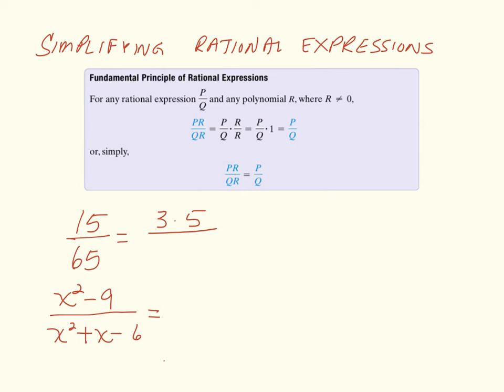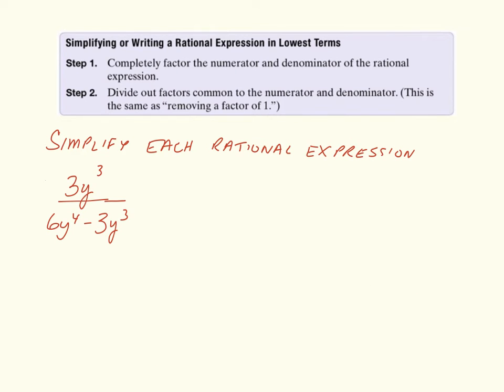Now let's simplify a few more. This is all we have to do. Factor the numerator, factor the denominator, and cancel what can be canceled. Okay? Completely factor the numerator and denominator. Divide out factors common, removing the factor of 1.